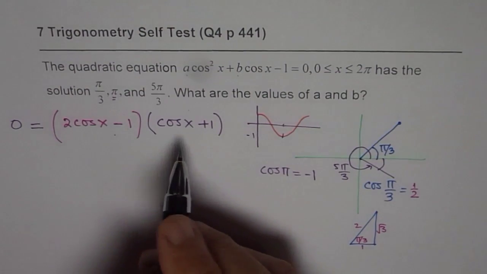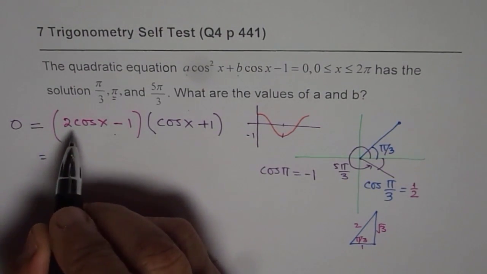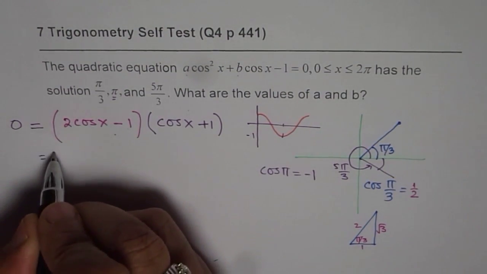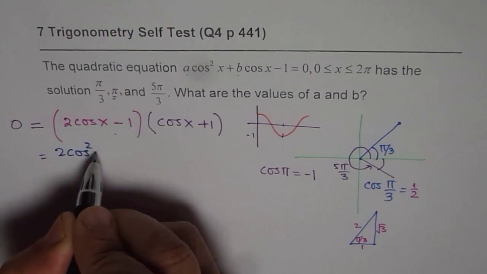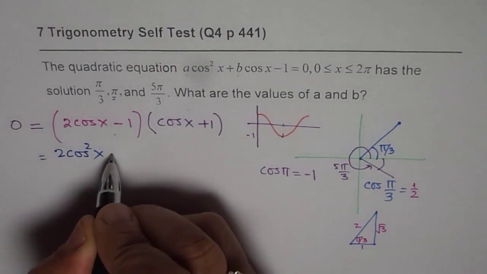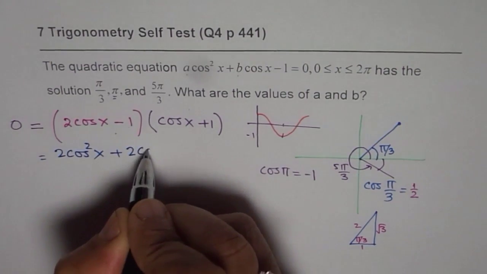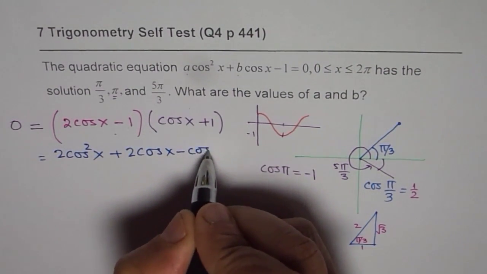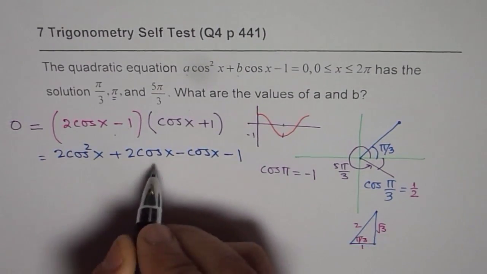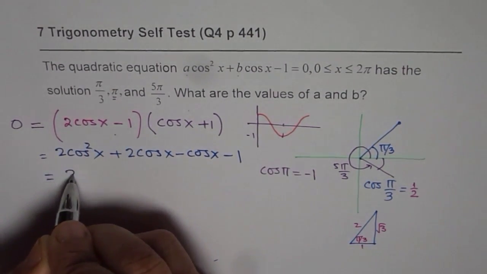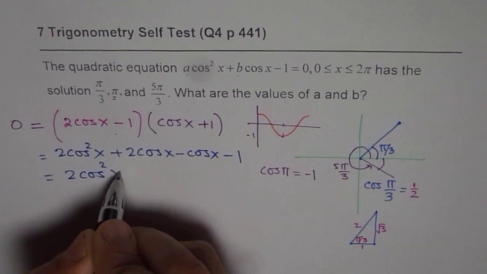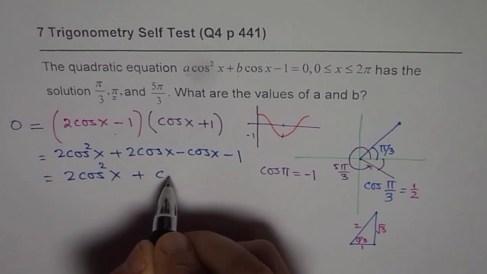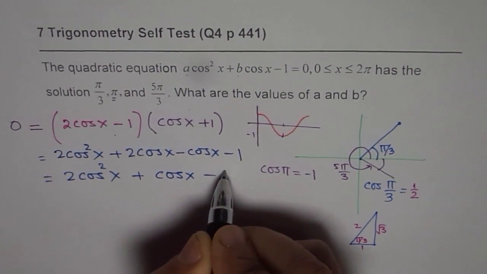Now I need to expand. Let's expand and simplify. So 2 cos x times cos x gives us 2 cos square x. Then 2 cos x times 1 gives us 2 cos x. When you multiply by minus 1, we get minus cos x and minus 1. Now let's simplify. We get 2 cos square x plus cos x minus 1.